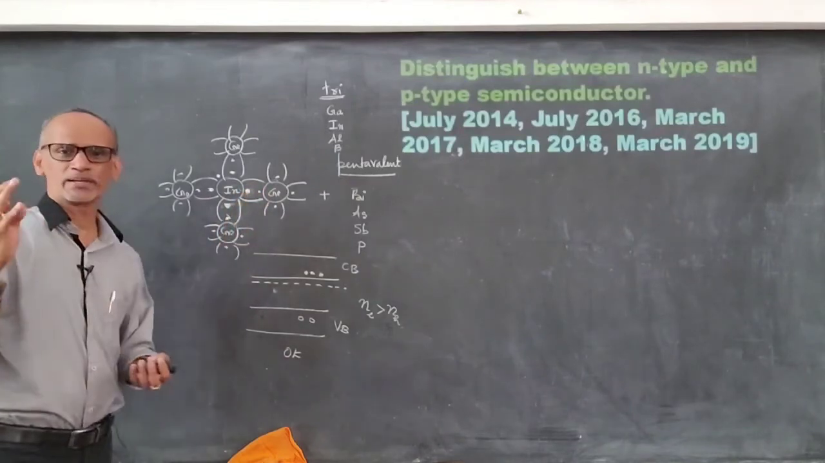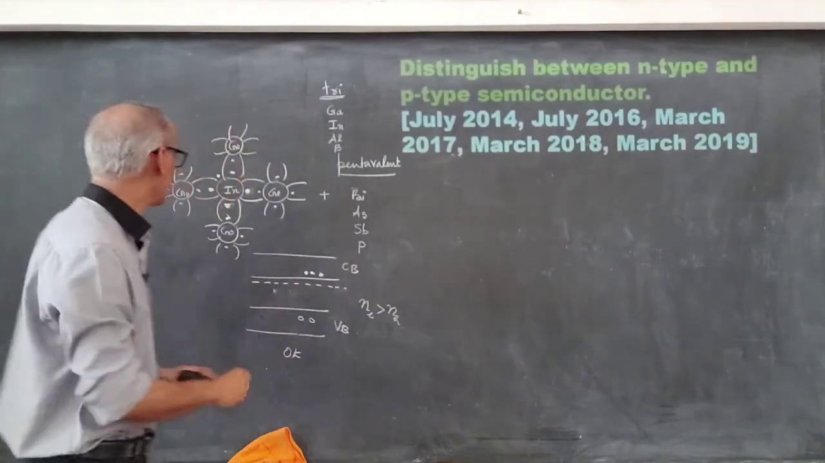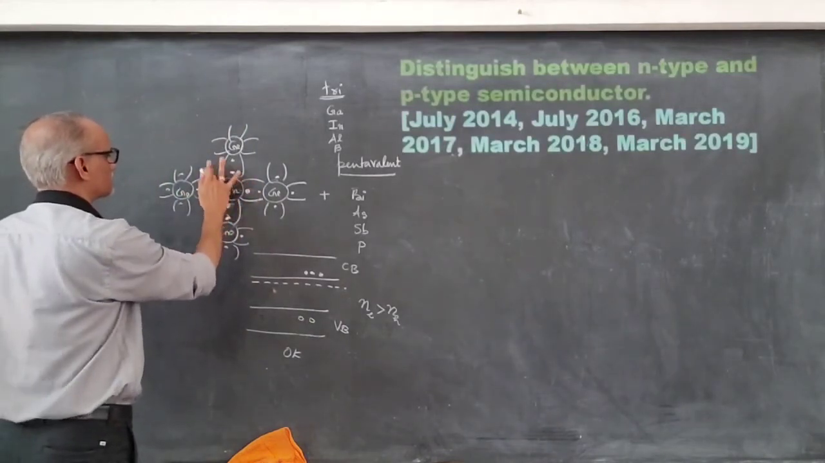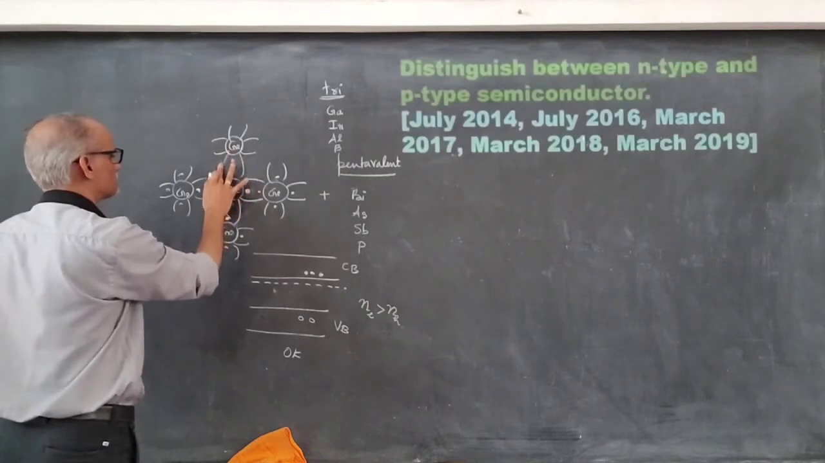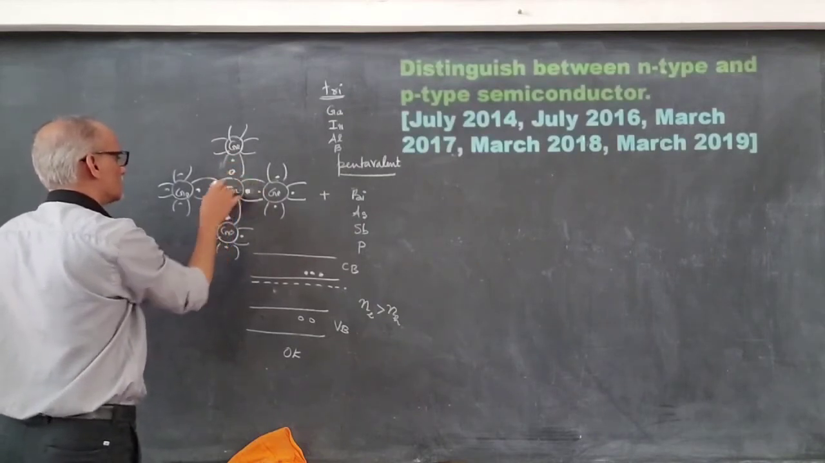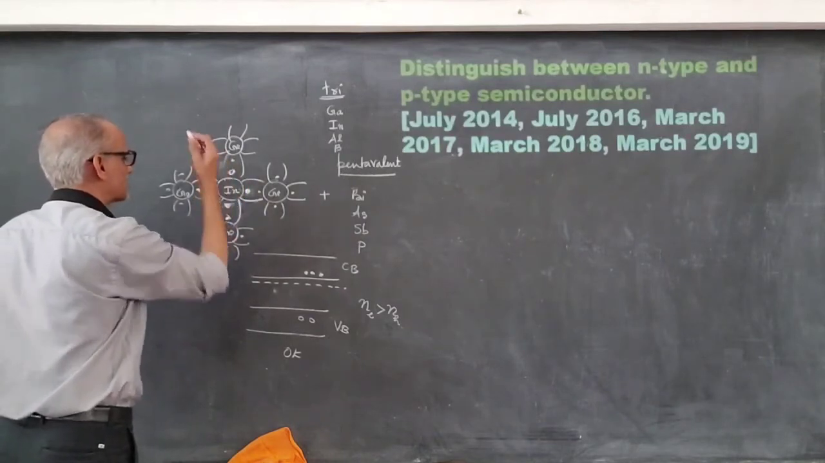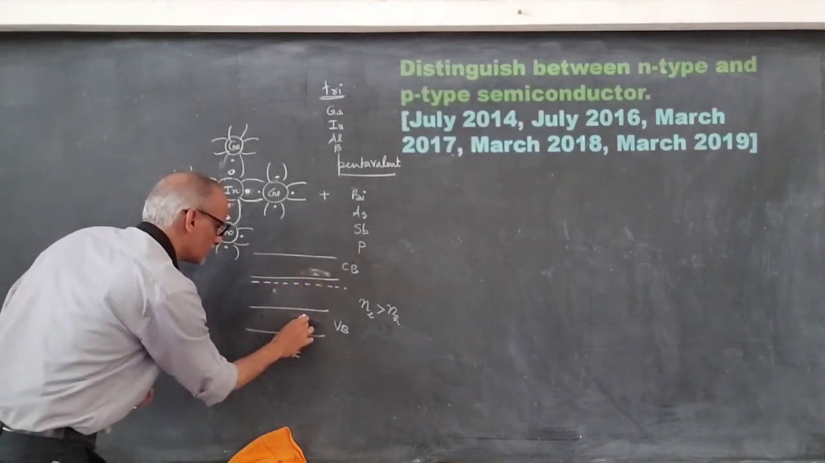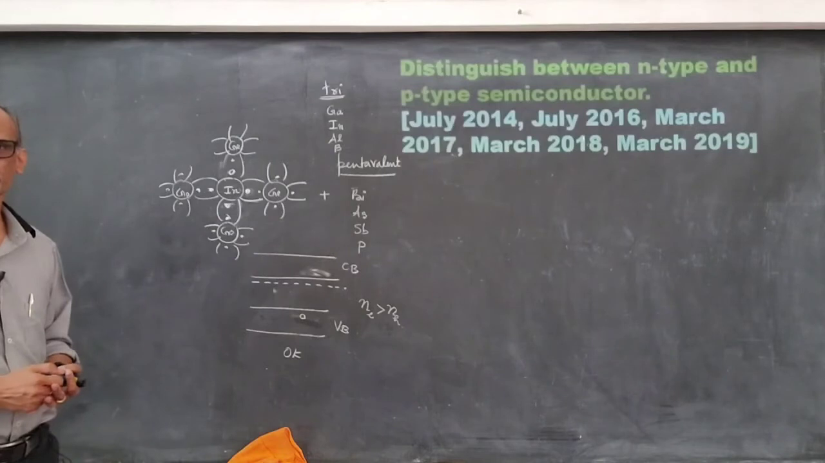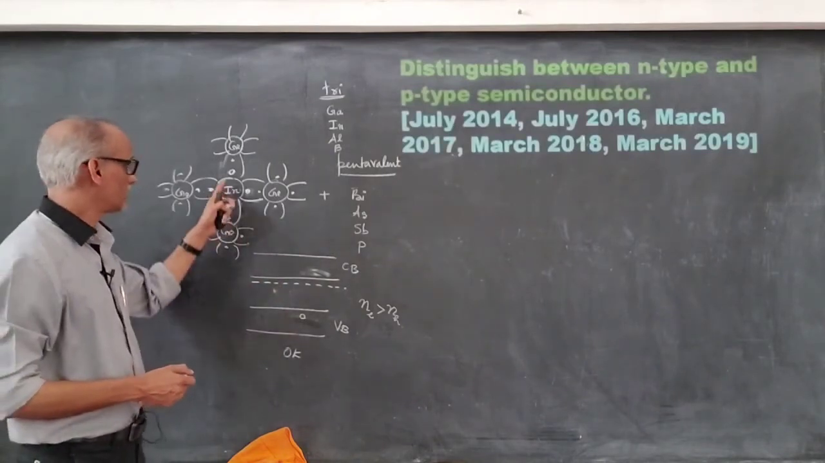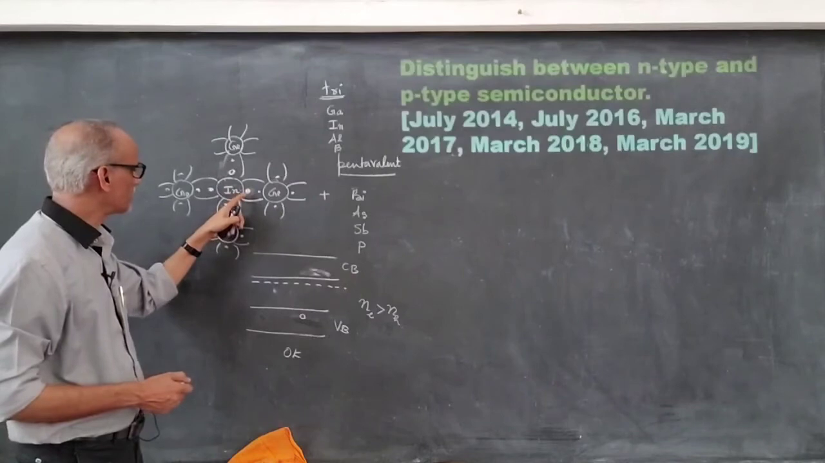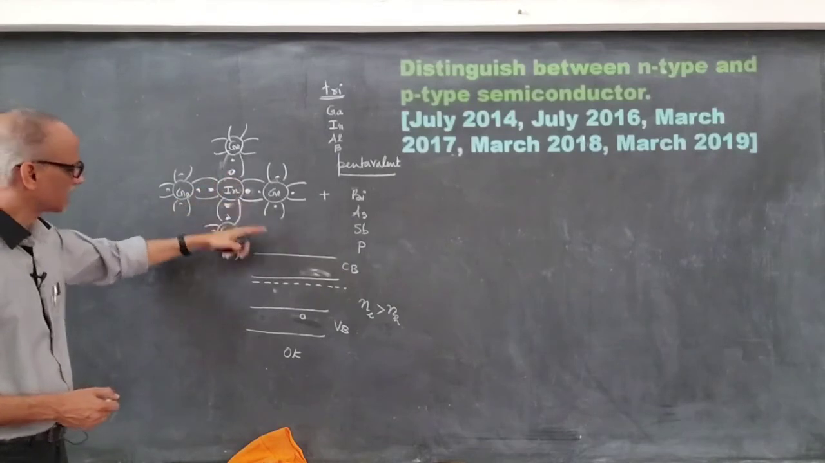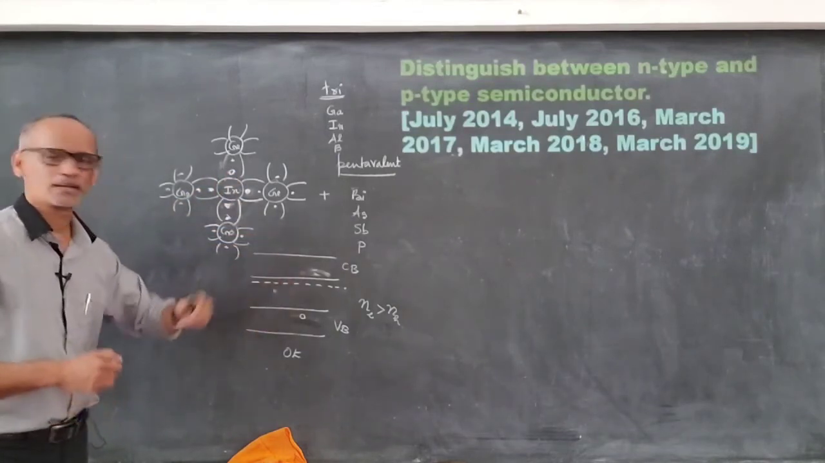So in trivalent there are only 3 electrons available, 3 valence electrons, and they form covalent bonds like this. And since there are only 3 electrons, one vacancy is available, and that vacancy is available in the valence band. That vacancy is available in the valence band, where an electron can occupy from one of the germanium to this, or an electron from the conduction band can come and occupy the valence band.